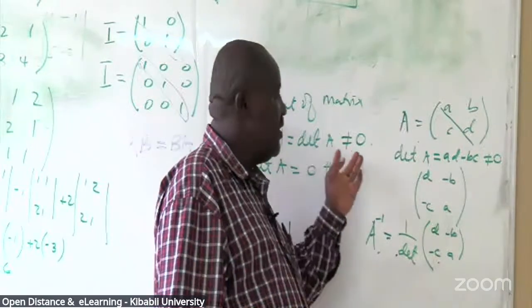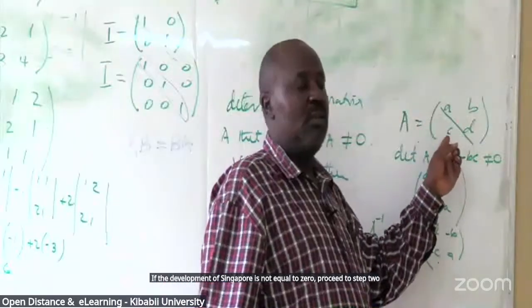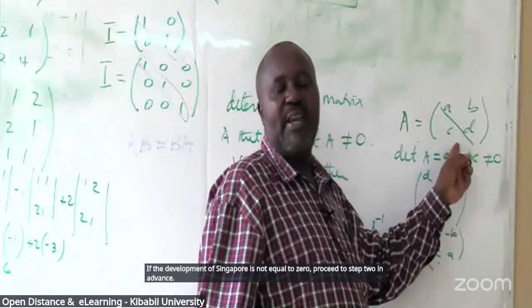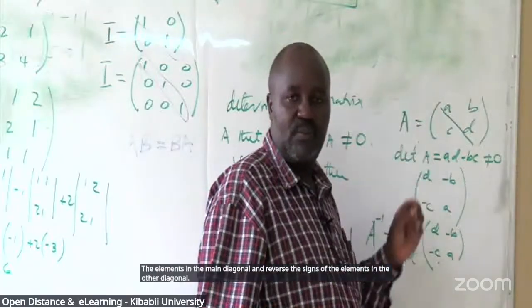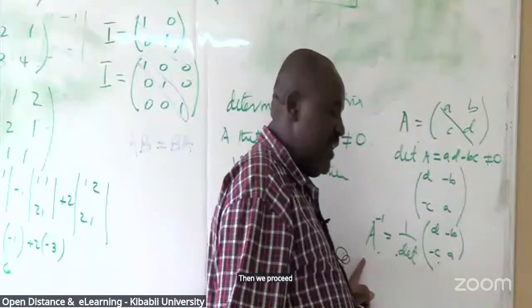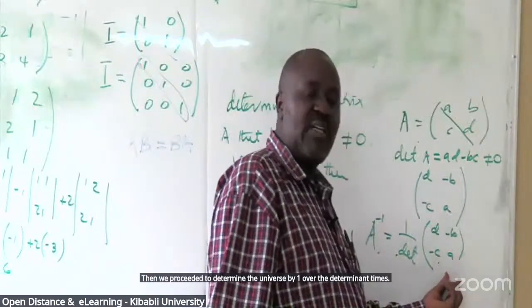If the determinant is not equal to 0, proceed to step 2. Invert the elements in the main diagonal and reverse the signs of the elements in the other diagonal. Then proceed to determine the inverse by 1 over the determinant times that inverted matrix.